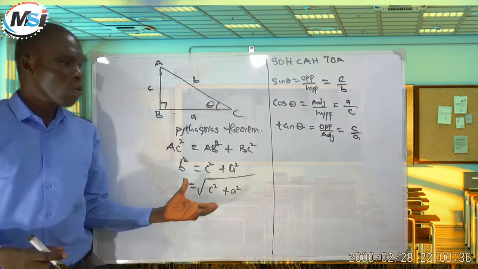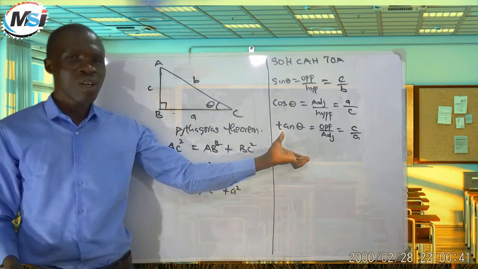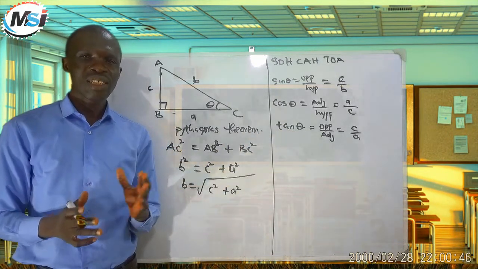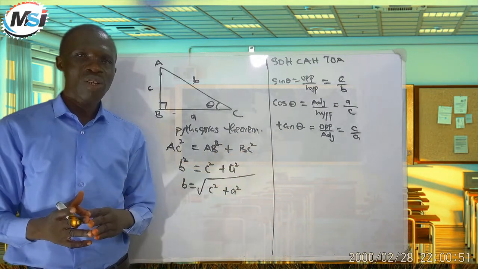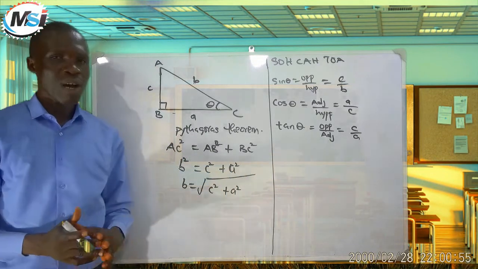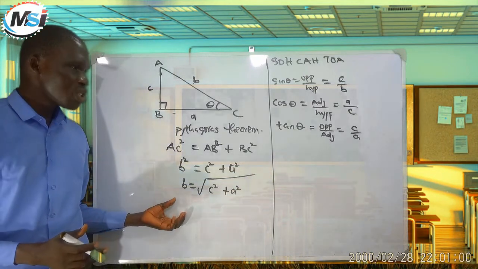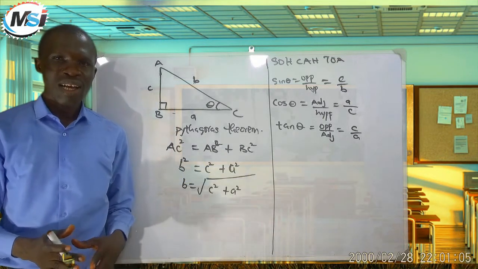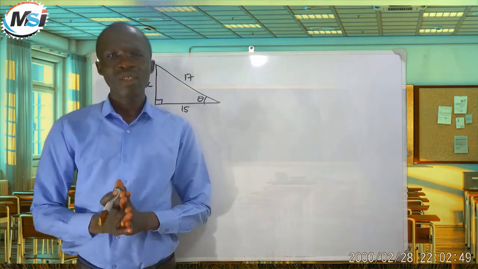Now this is what we call Pythagoras theorem, and this is what we call SOHCAHTOA. Now you need to understand when this type of question is given to you, and you need to understand the application, where to apply this and where to apply this. So I'm going to give you questions that are related to Pythagoras theorem, and I will also give you questions related to SOHCAHTOA. I believe that you're ready. I'll be right back. Let's take a look at this question.